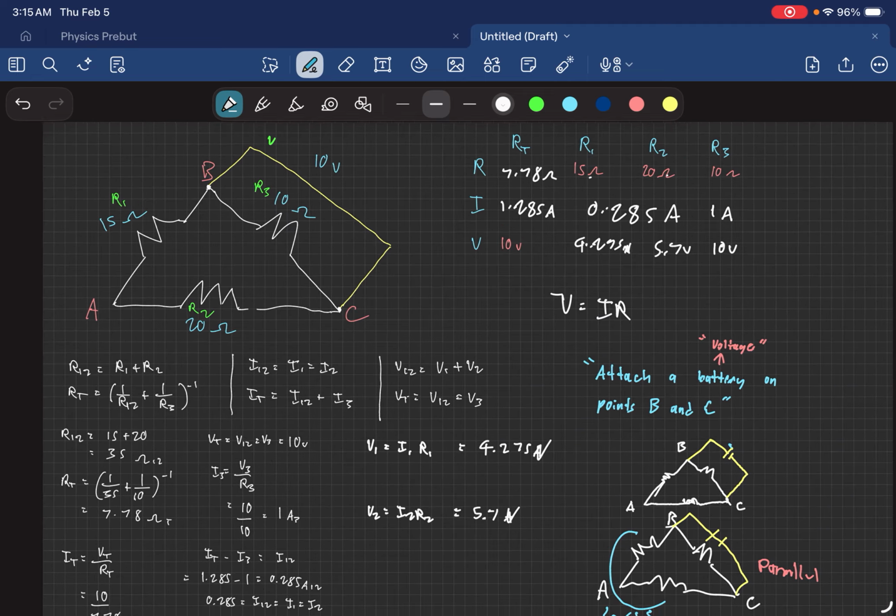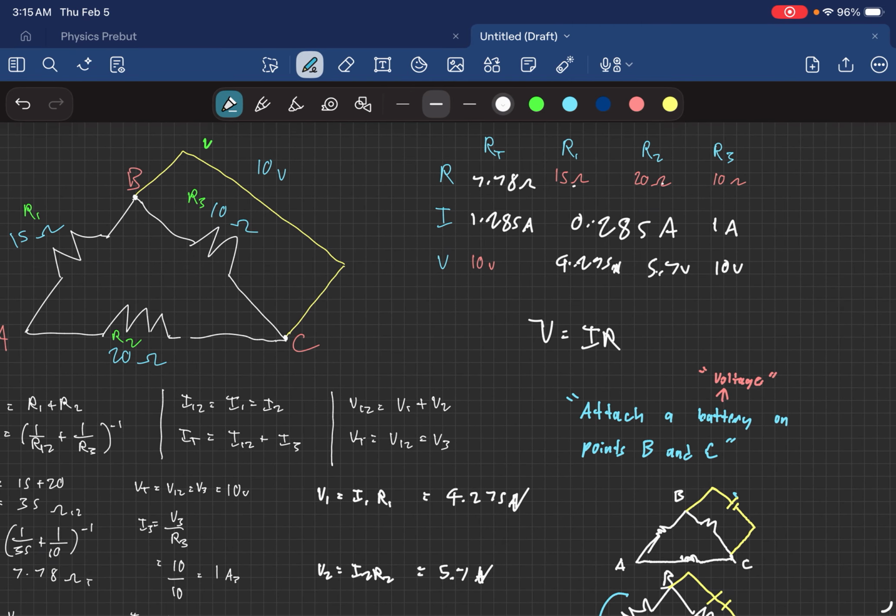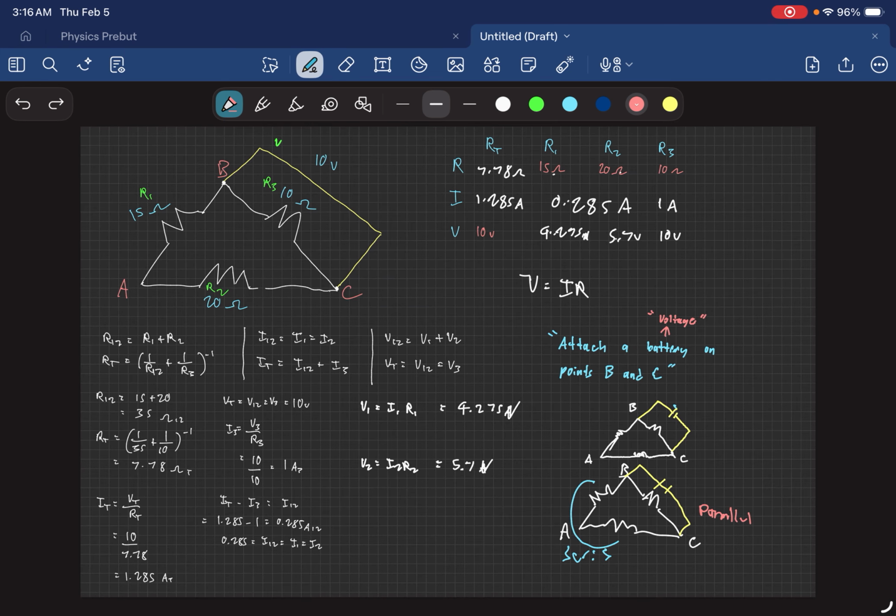If you want to double check your answer, you look at your series connections. Remember that voltages in series connections are added. When you add the voltages in your series connections, which is this one, 4.275 and 5.7, you realize it should equal your voltage total. I mean, it's not exact, but it will add up to your voltage total. So that's one way to double check your answer.